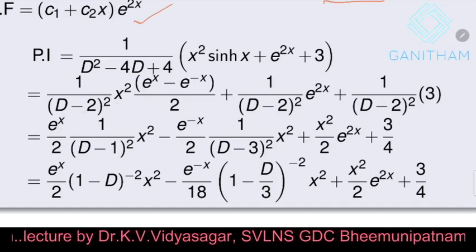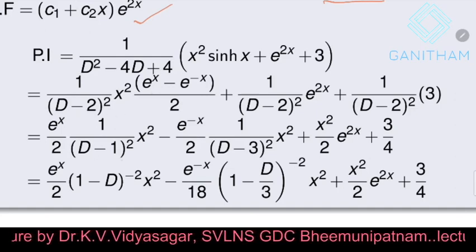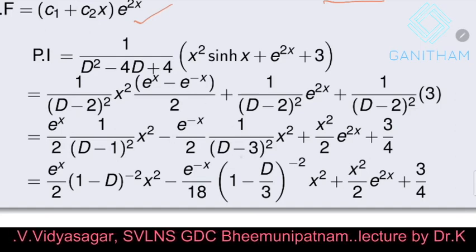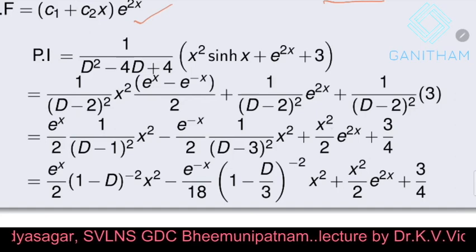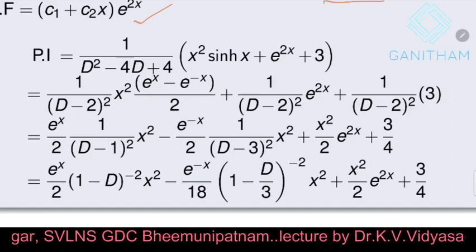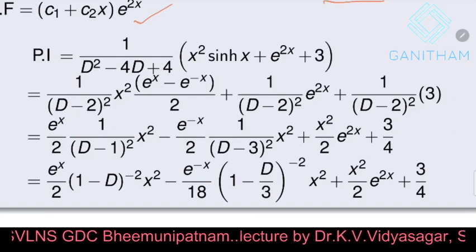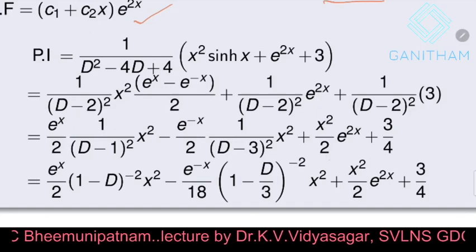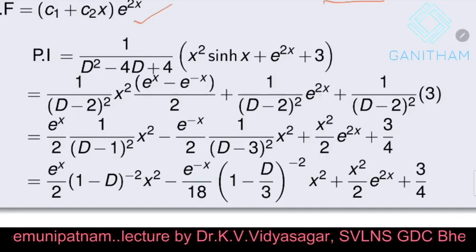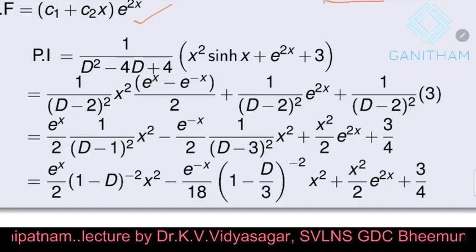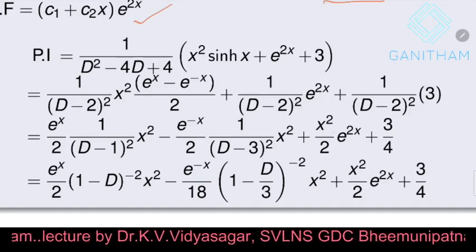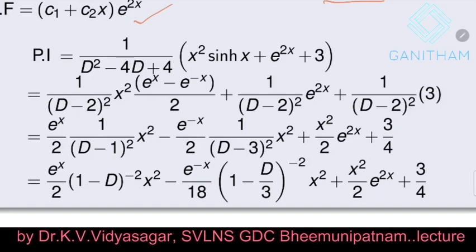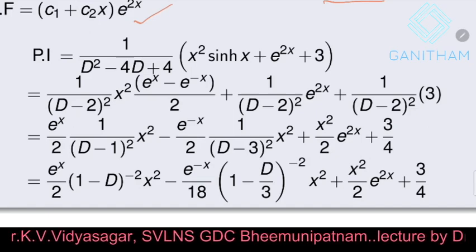d plus 1 minus 2 is d minus 1. So 1 by (d minus 1) whole square into x square, and also e to the power of minus x into 1 by (d minus 3) whole square into x square. And the third term, x square by 2 into e to the power of 2x, since when we replace d with 2 it is 0, and the first derivative also 0. So x square by the second derivative of (d minus 2) whole square, which is 2, into e to the power of 2x, and the 3 becomes 3 by 4. So 3 by 4.